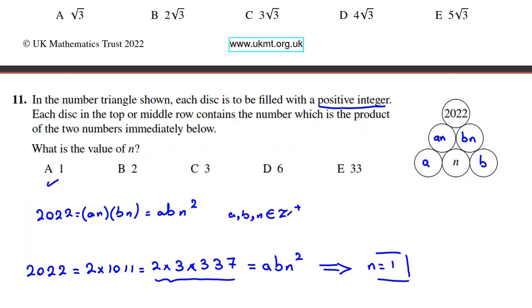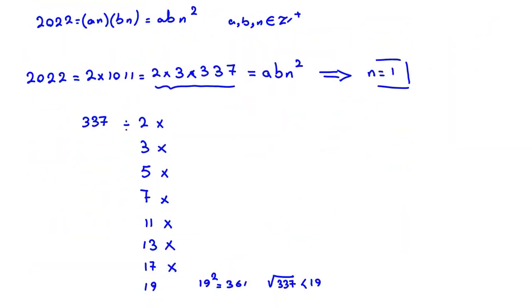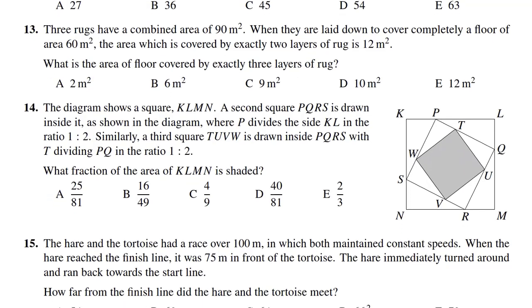Okay. Let's try next problem. It was problem 11, problem 12. Oh, sorry. It was problem 12. Let's try problem 13. Three rugs have a combined area of 90 meters squared. When they are laid down to cover completely a floor of area 60 meters squared, the area which is covered by exactly 2 layers of rug is 12 meters squared. What is the area of floor covered by exactly 3 layers of rug?